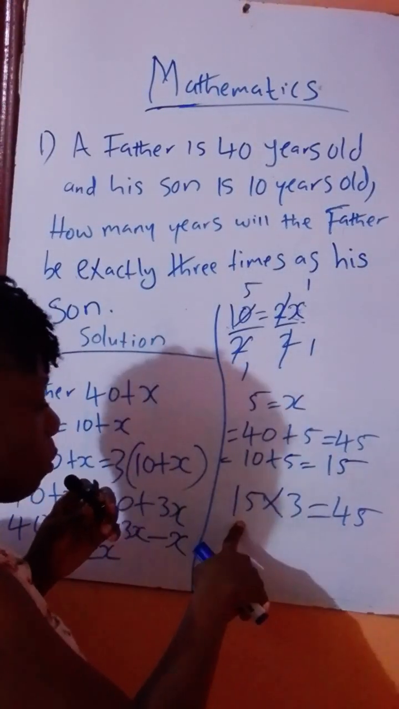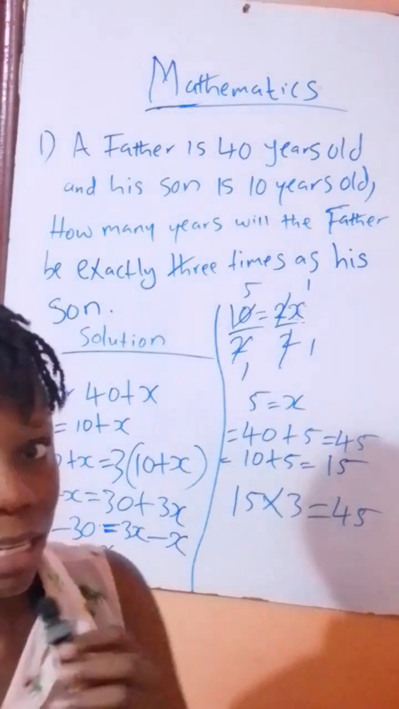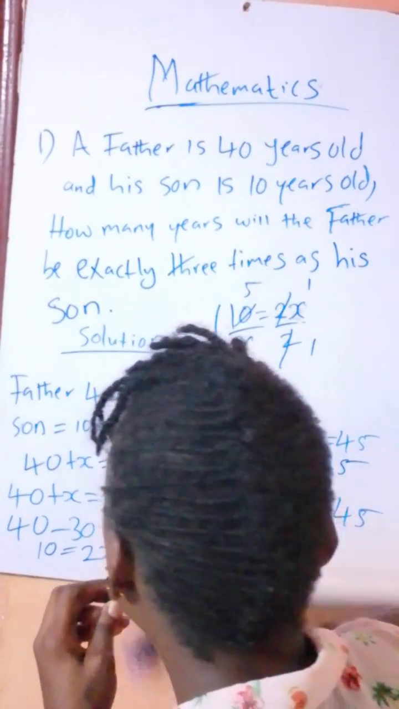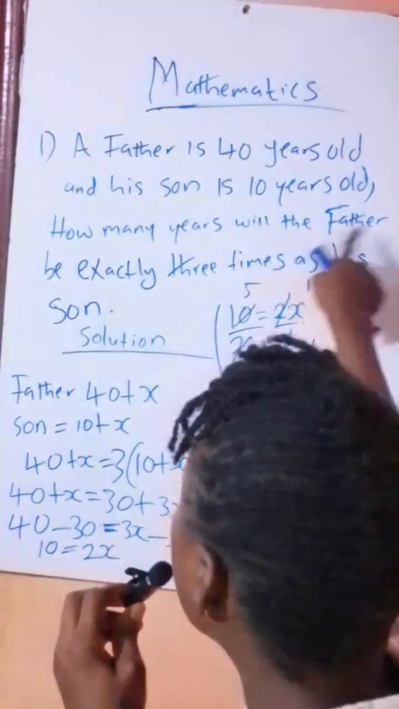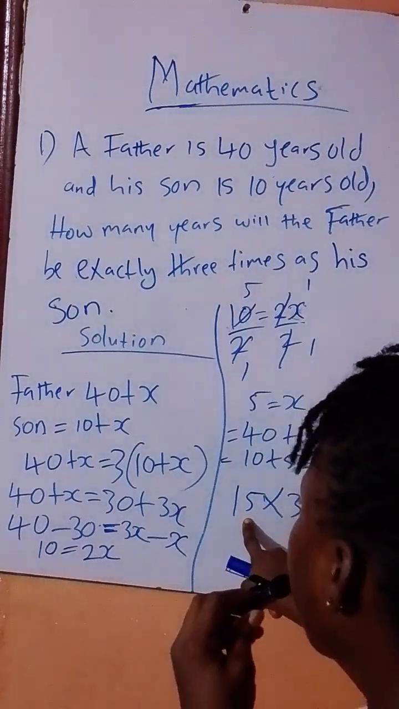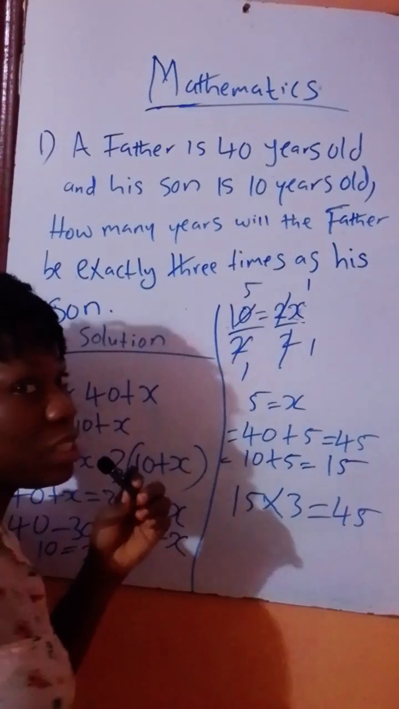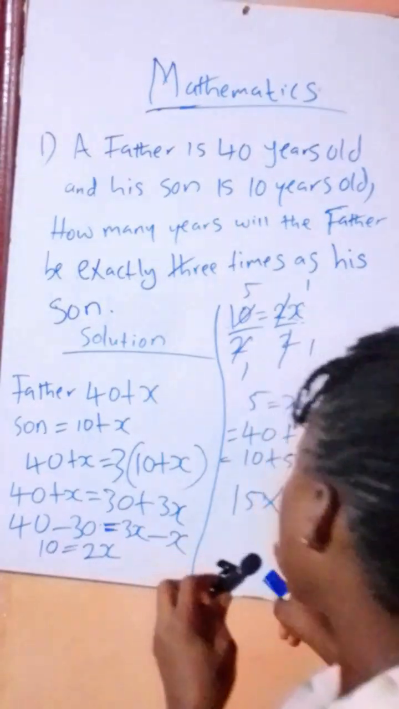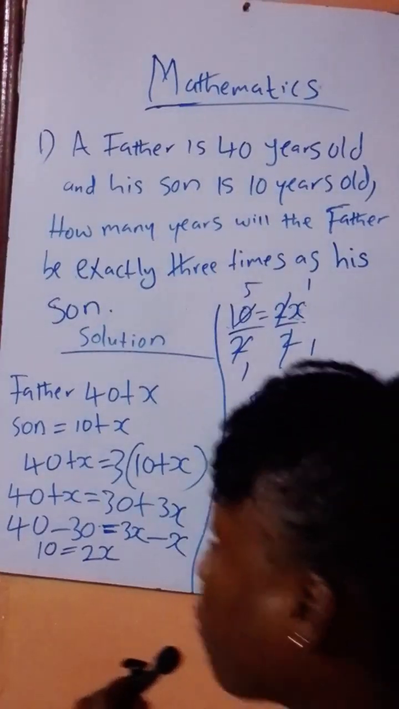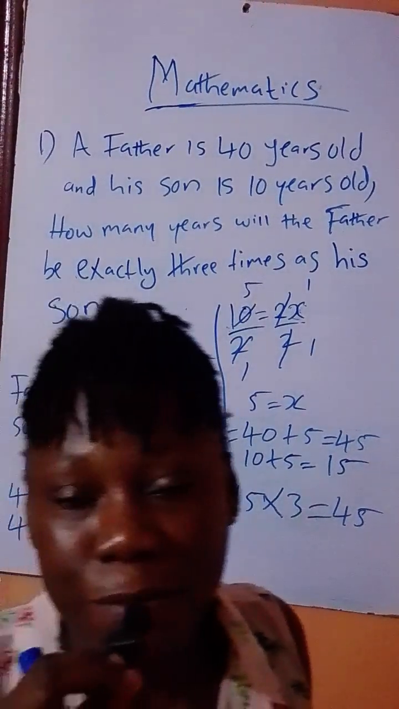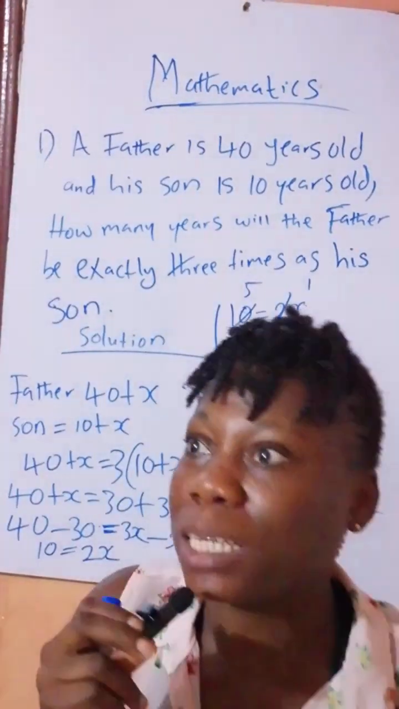The 15 now, which is the son's age, times the 3, because they said how many years will the father be exactly 3 times as his son. That means 15, which is the actual age of the son, times this 3, which is going to give us 45. That means the father is 45 and the son is 15.